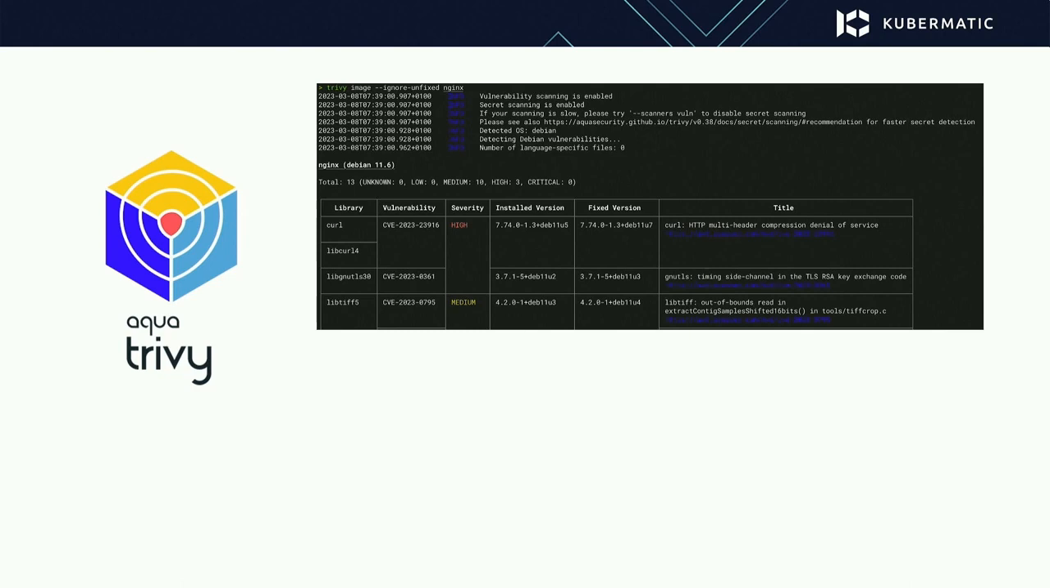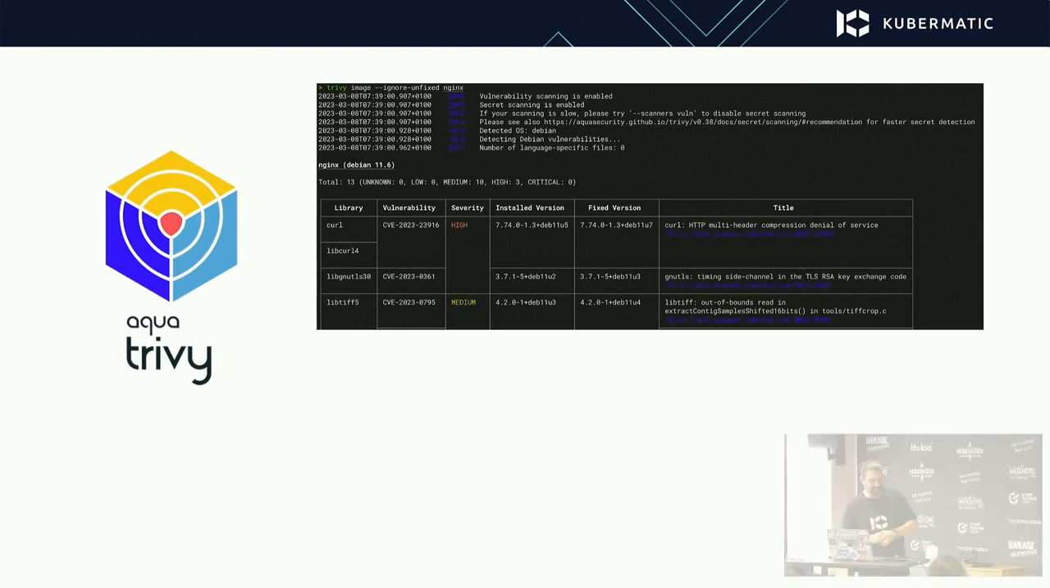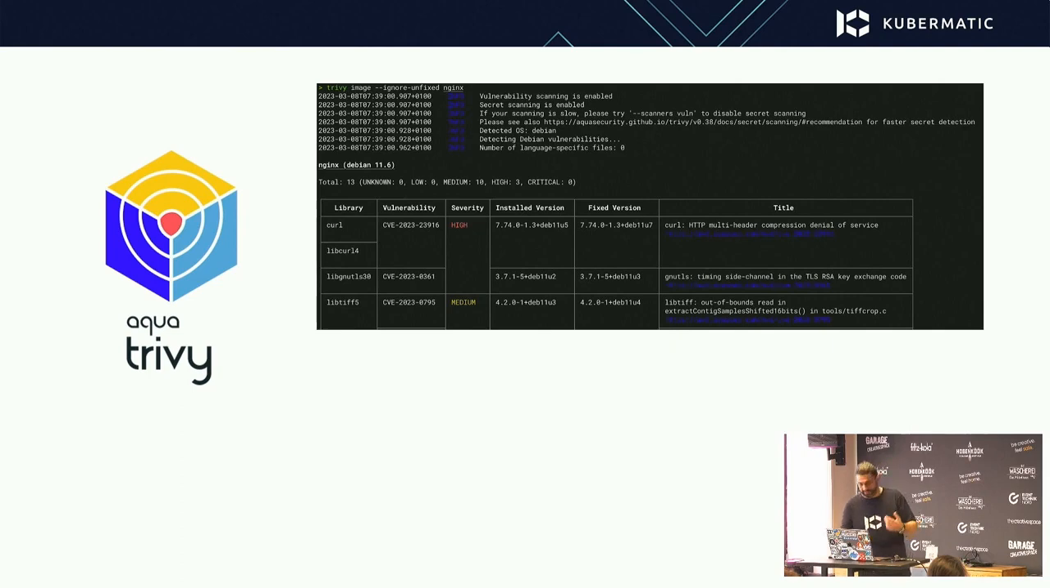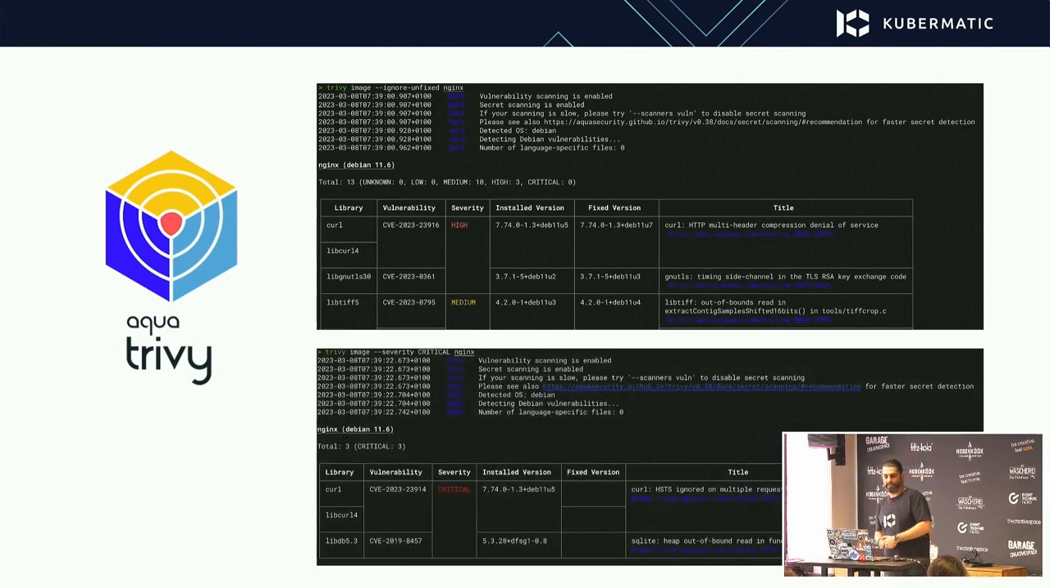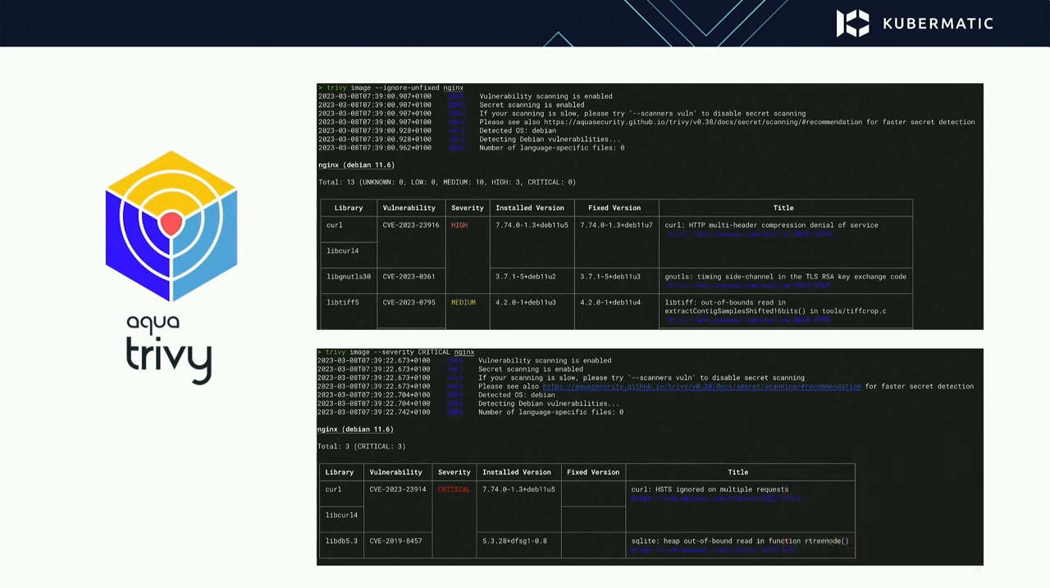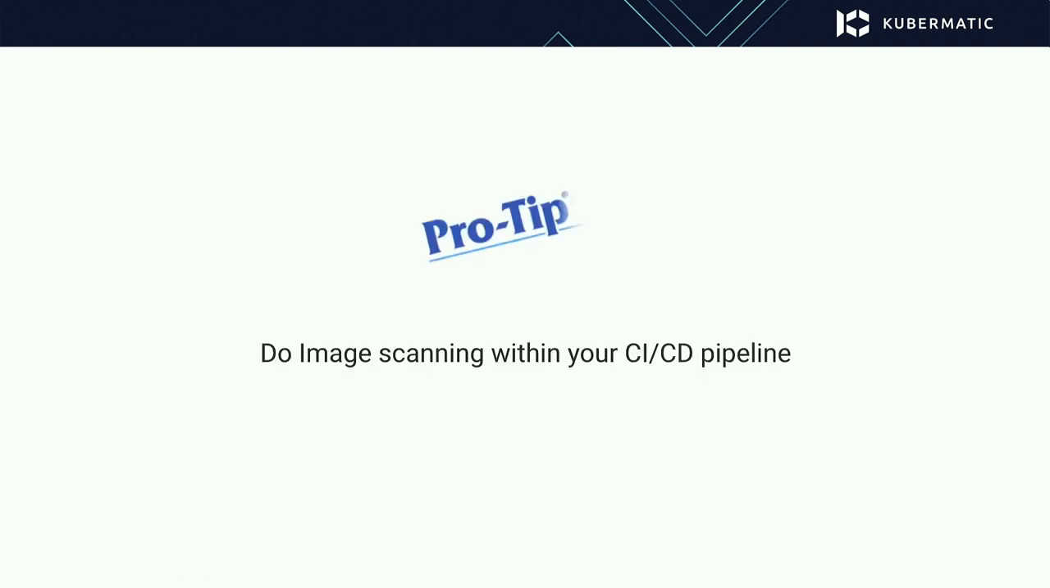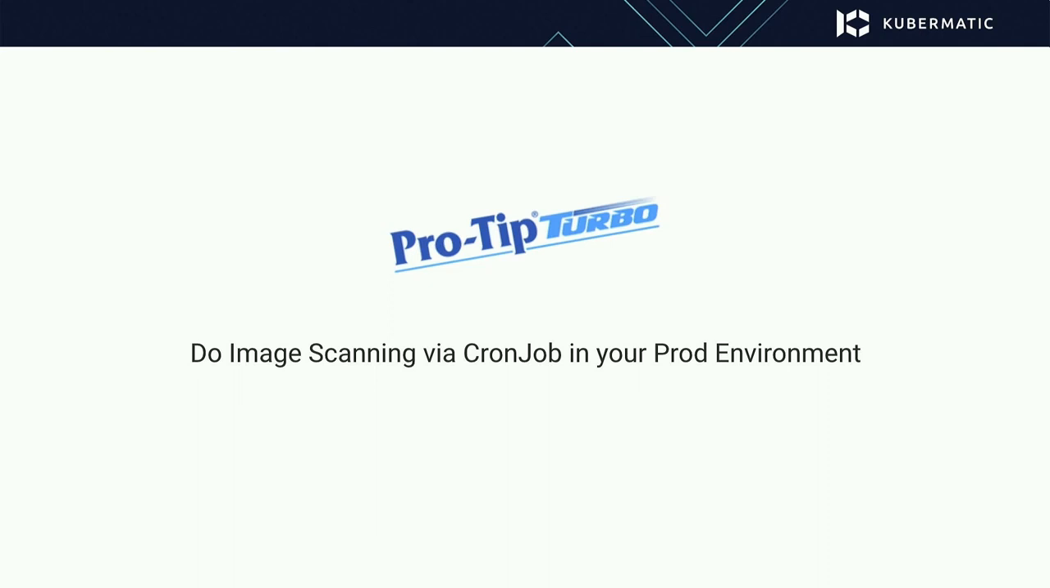You can ignore the unfixed ones. If it's unfixed, you can't do anything, but of course you need to take this risk. Or you can just say, okay, only report me the critical severity issues, etc. There are some other tools. Trivy is not the only one, but doesn't matter. I mean, you should do it. It could be any tool. It's good to do it on your CI/CD pipeline, and it's even better if you do it on your production environment.